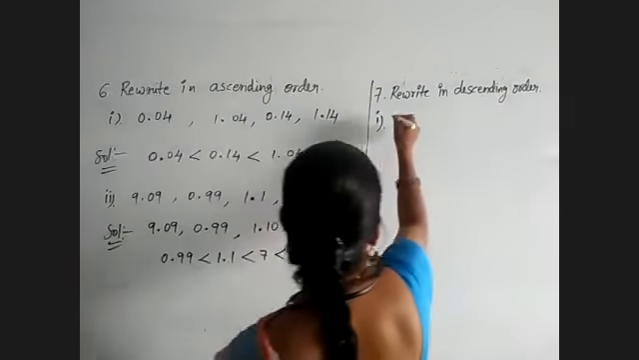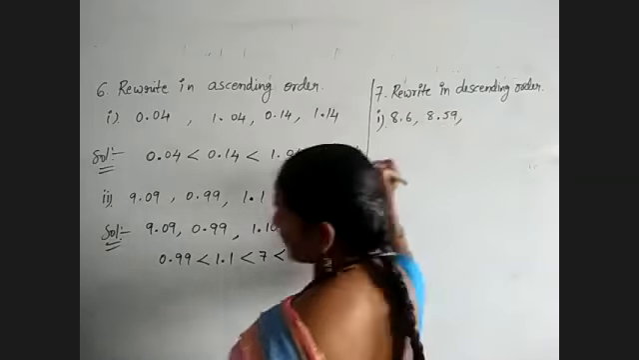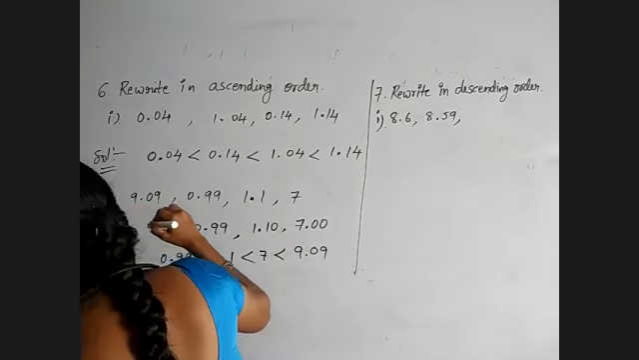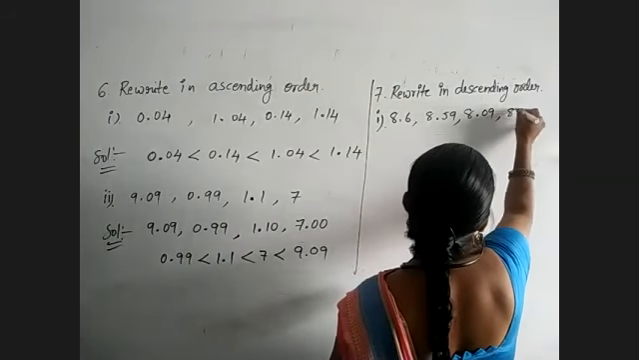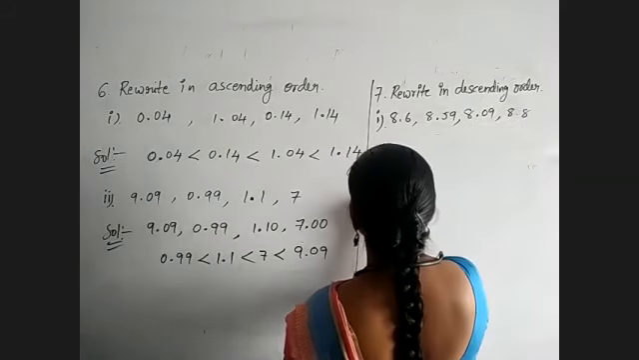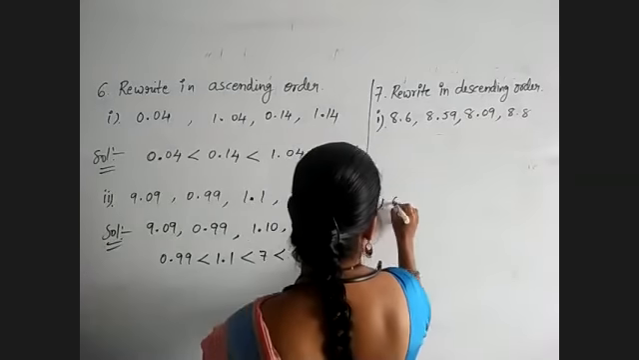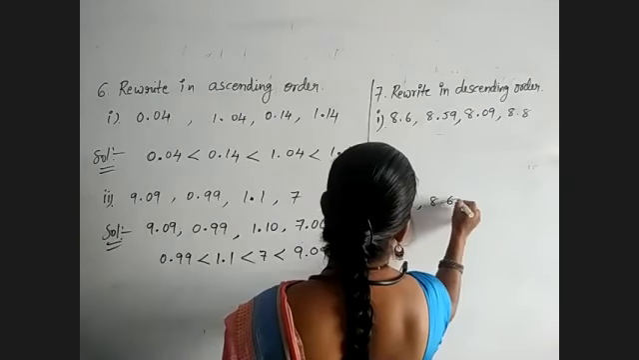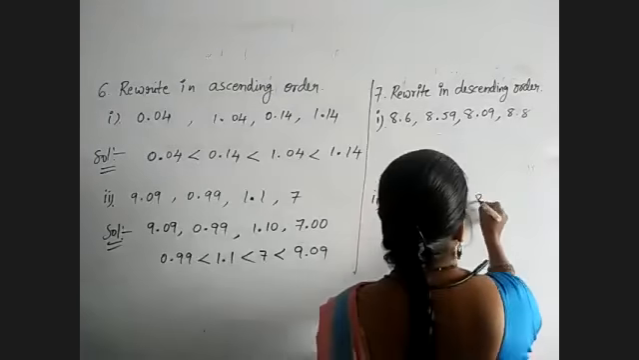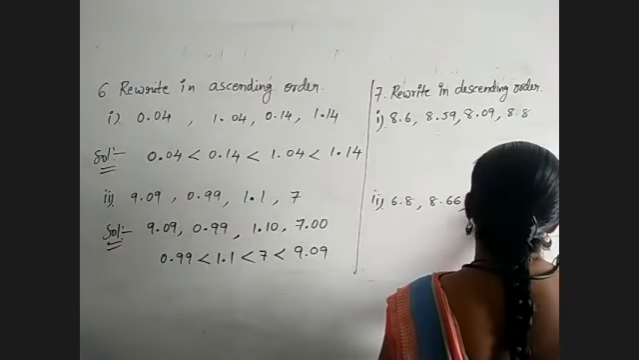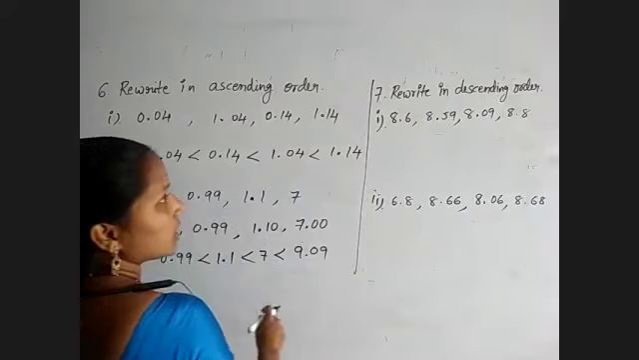The numbers are 8.6, 8.59, 8.09, 8.8. This is the first problem, and the second problem is 6.8, 8.66, next 8.06, next 8.68. Okay, these are the two problems.